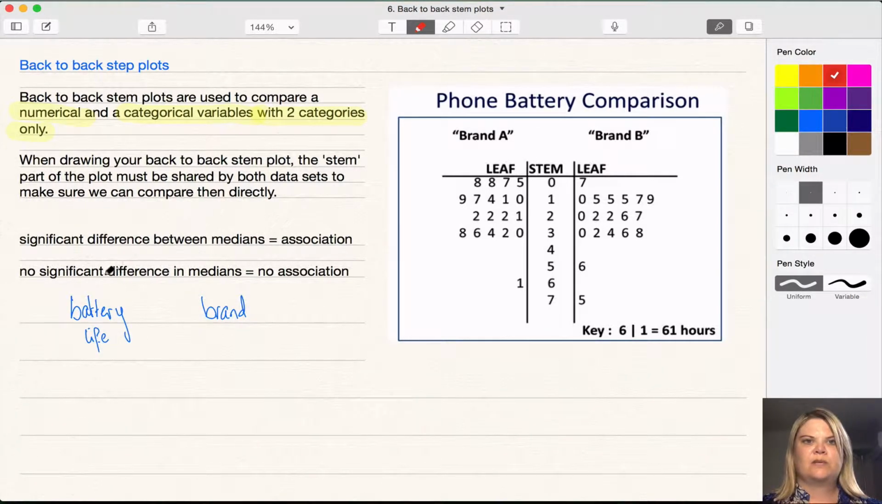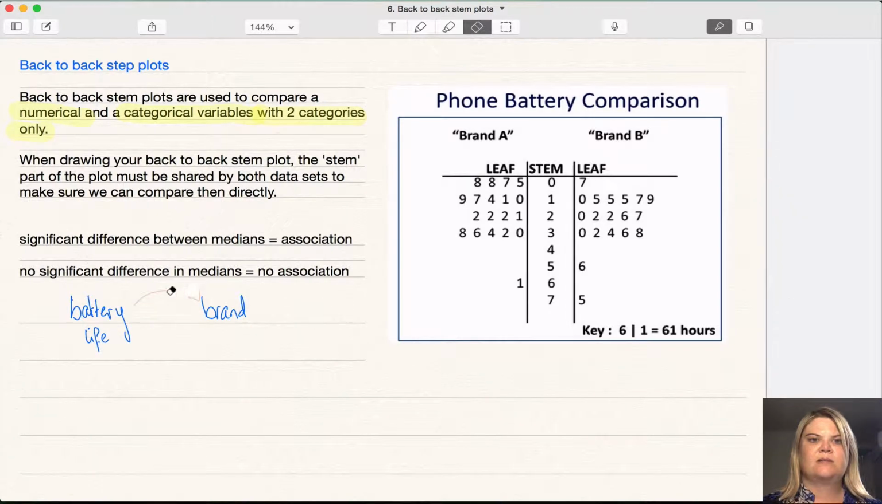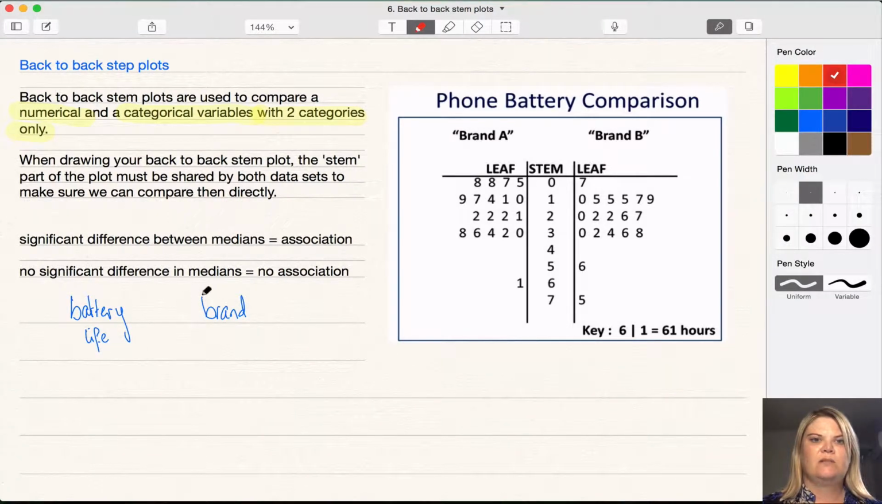So let's check which one's the response and the explanatory. Battery life explains or causes the brand, or the brand causes the battery life. The second one makes sense to me, so I'm going to change my arrow over. Brand causes battery life. And this one where I start is the explanatory variable, and this one's the response variable.